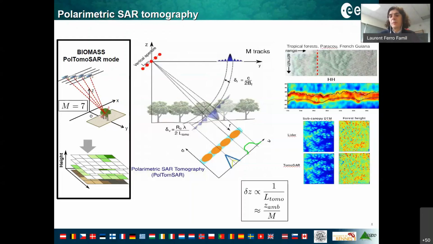You get information, you can see it. Here we compare LiDAR with TomoSAR. From a very large distance, you cannot really make the difference between these two estimates. Of course, there are some differences. We don't have the same resolution.